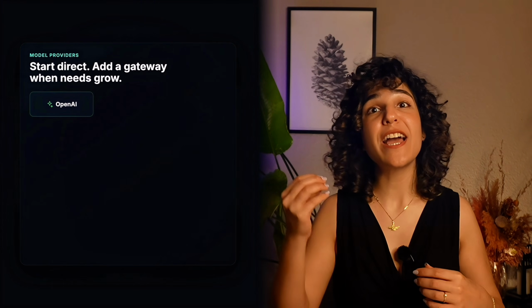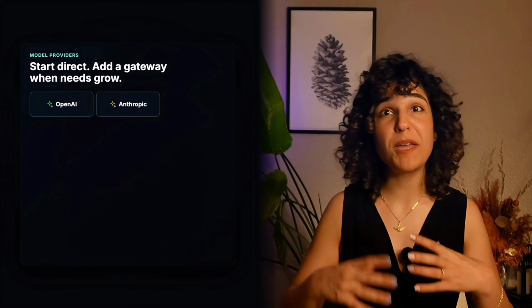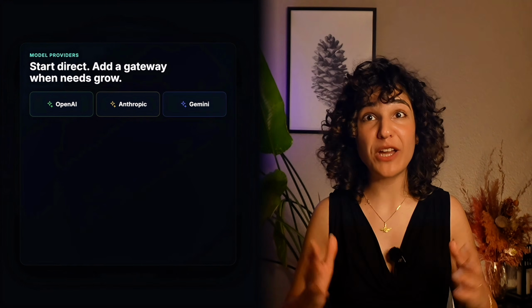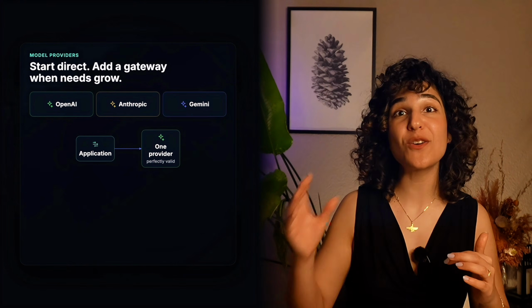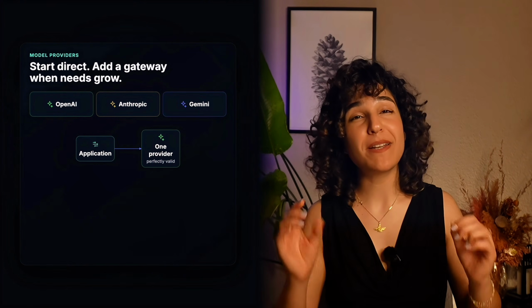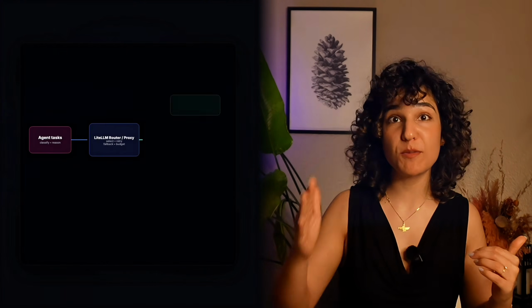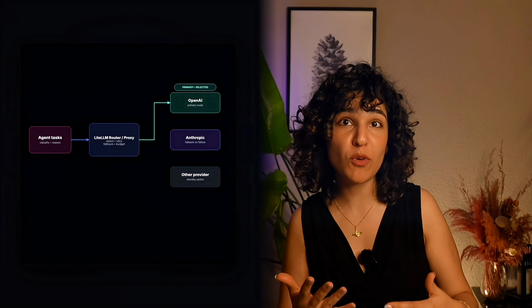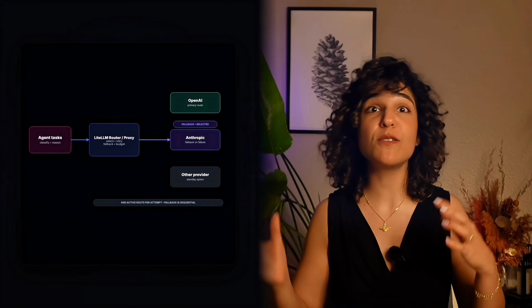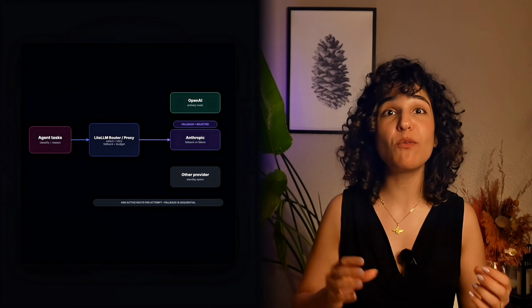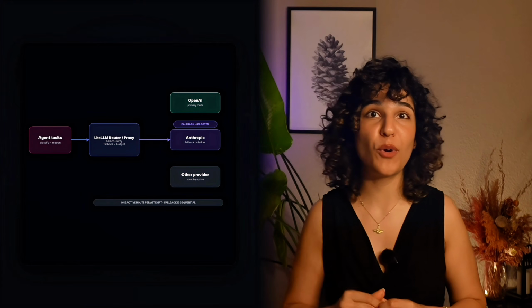Eventually, our agent has to call an actual model, maybe OpenAI, Anthropic, Gemini, or something else. If I use only one provider, I can absolutely call that provider directly. But imagine I start using multiple models. Maybe I use a cheaper model for a simple classification task and a stronger model for a difficult reasoning task. Maybe I also want retries or a fallback when one provider has a temporary problem.